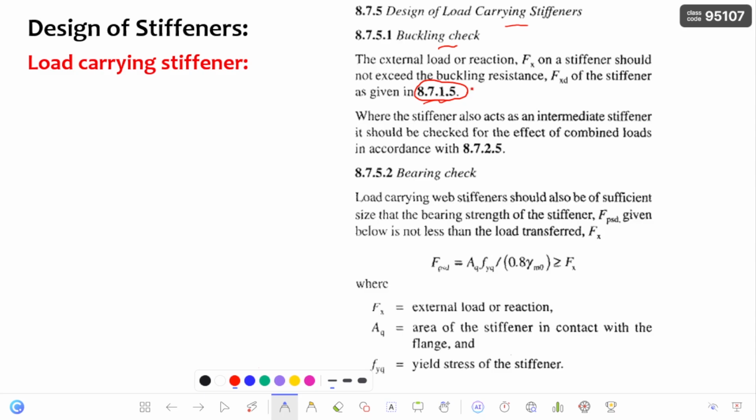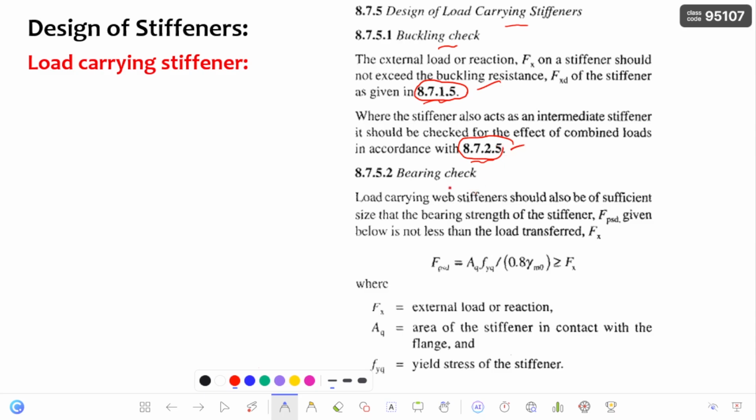This codal provision is regarding that whatever the external load or reaction is acting on the stiffener, it should have the buckling resistance to resist that particular reaction. So this is regarding that. And next, coming to the other thing, where the stiffener also acts as an intermediate stiffener, it should be checked for the effect of combined loads in accordance with 8.7.25. This I already explained, this 8.7.25 codal provision. So please go through it.